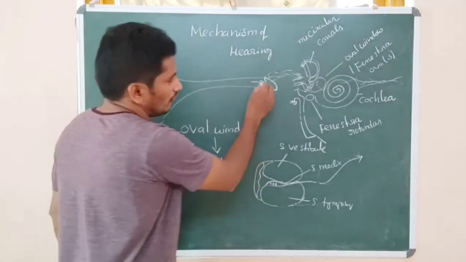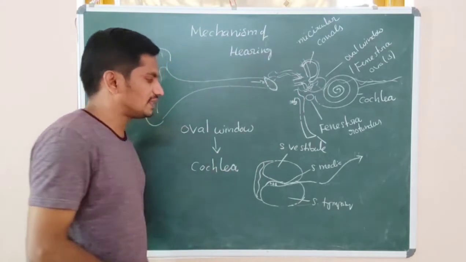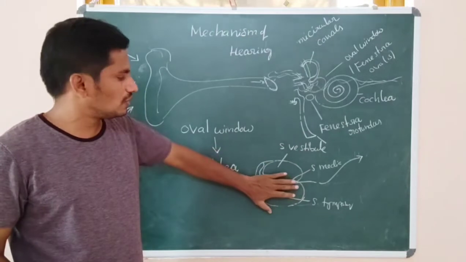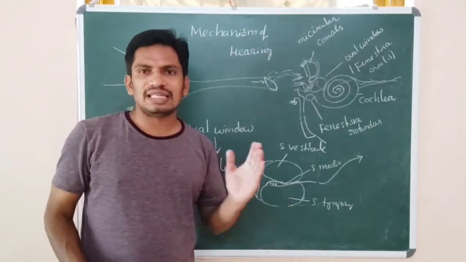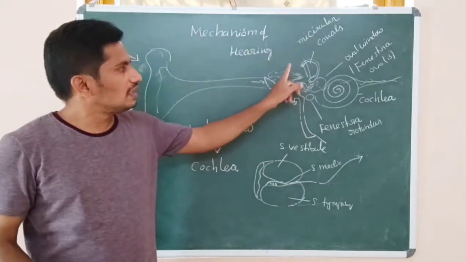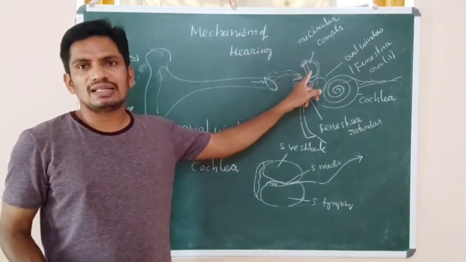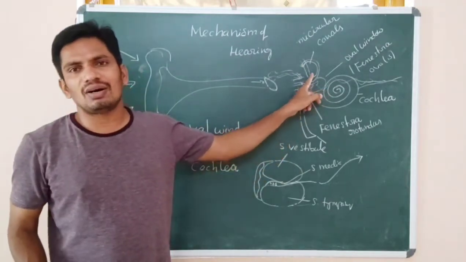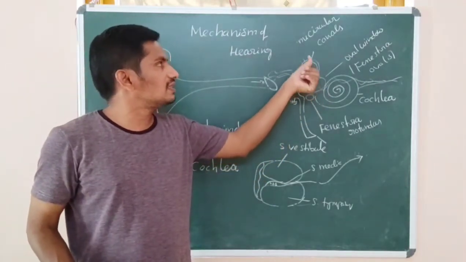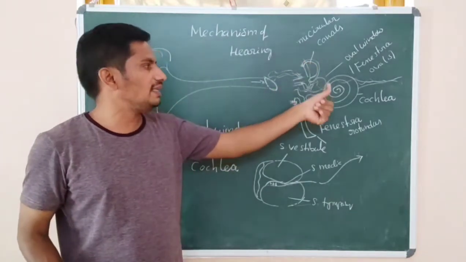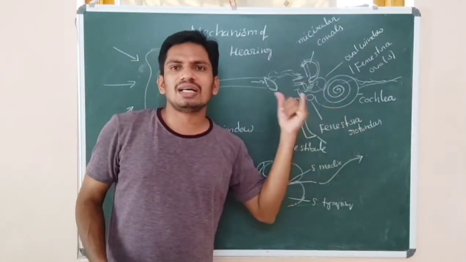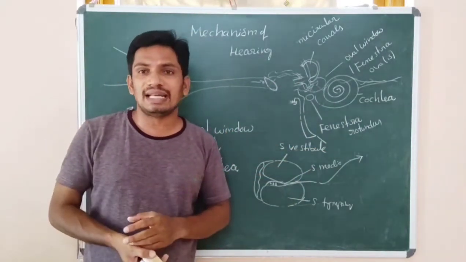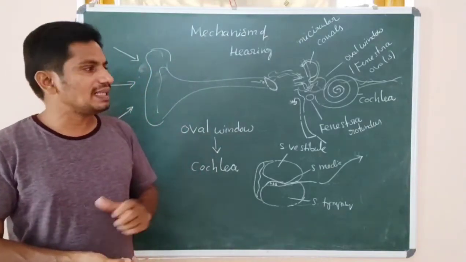Here, the cochlea has this fluid, and there are the semicircular canals for angular acceleration and linear acceleration. Along with the semicircular canals and the otolith organs, which are the utricle and saccule, they bring about dynamic equilibrium.